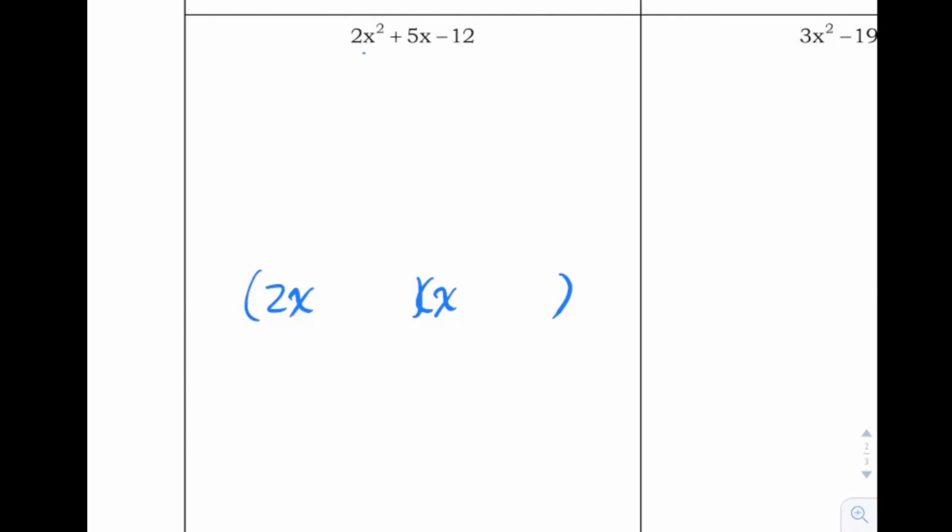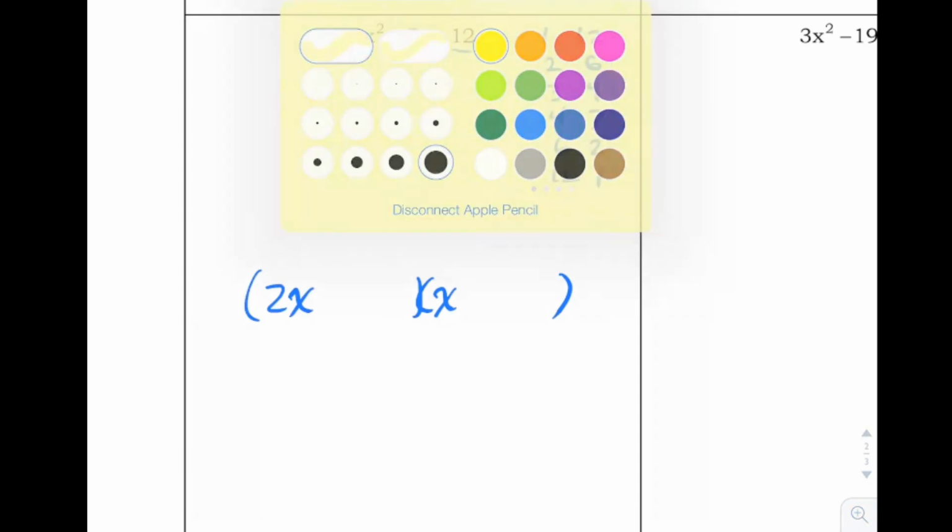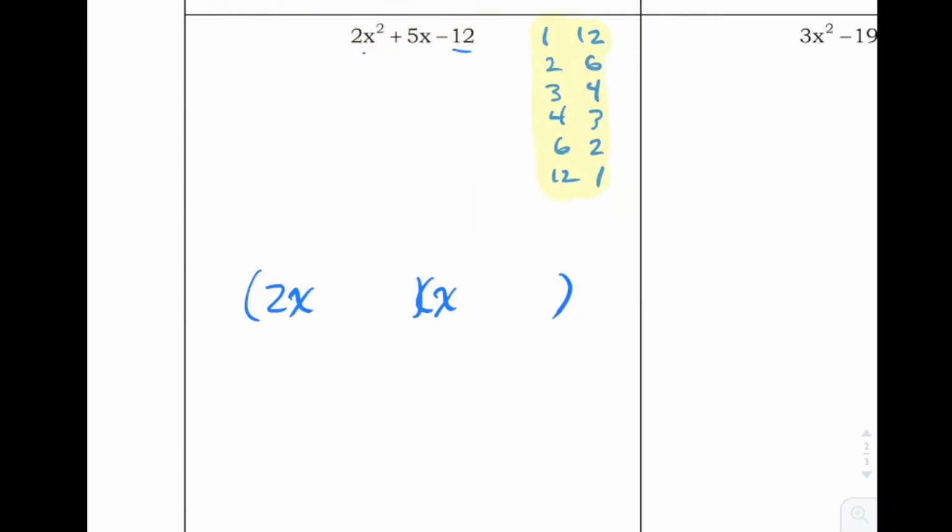Now the 12 is a little more involved than we've had so far. It could be a 1 times a 12, or a 2 times a 6, or a 3 times a 4. Or you could switch them around and do 4 times 3, 6 times 2, 12 times 1. If you want, you can just list them all out over here. And then as you try them, if they don't work, you can cross them off. Some people like to be very methodical like this. So maybe we'll try methodical this time.